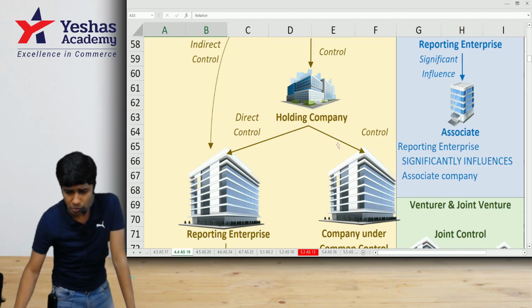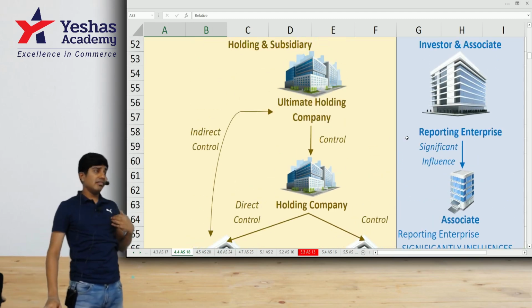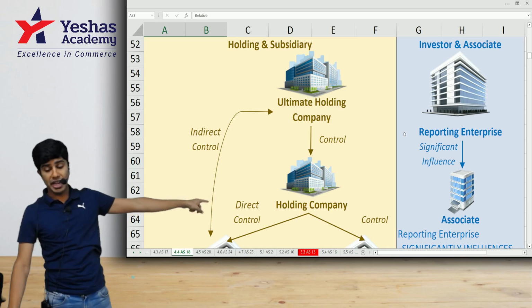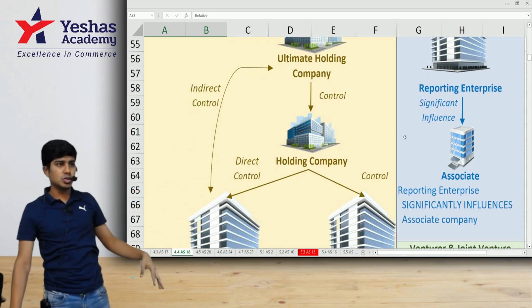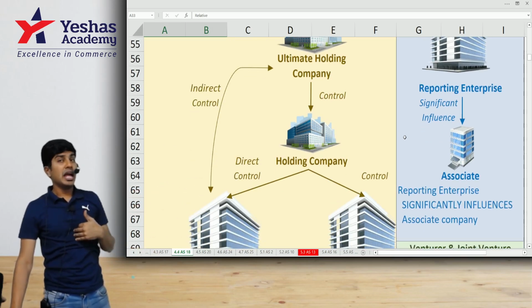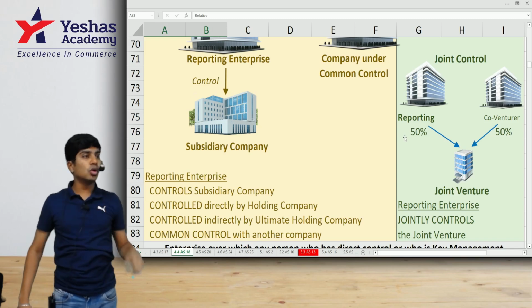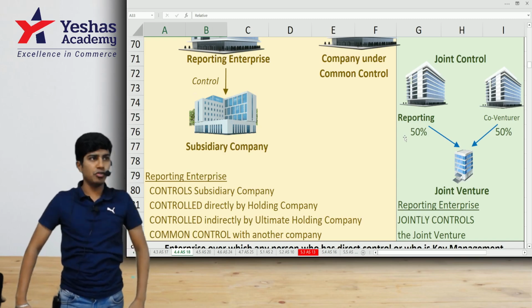Next one, let's talk about associate. I have invested 20% or more than 20% in a company. I have significant influence. That becomes my associate. That is my related party. And if I have exactly 50% in a company, I don't necessarily have control over that company. I have only significant influence.